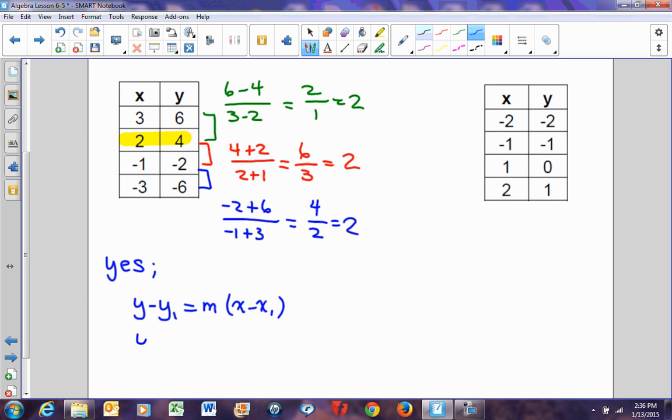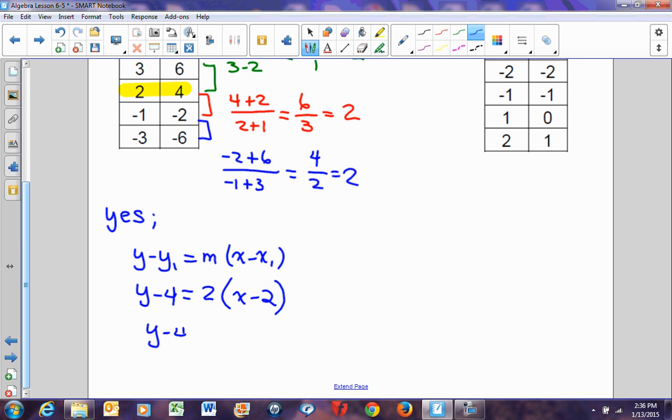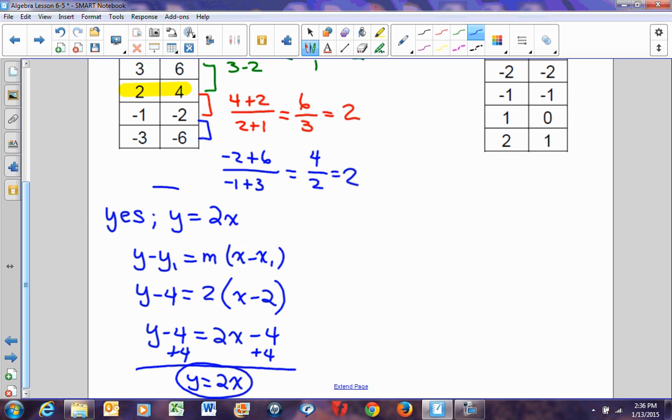So I have y minus 4 equals 2 parentheses x minus 2. If I was to continue on, y minus 4 distribute equals 2x minus 4. Add 4. Add 4. Y equals 2x. There's my equation. That's slope-intercept form. Y equals 2x, or y equals 2x plus 0. So there's the equation. Yes, it forms a linear relationship, and the equation is y equals 2x.